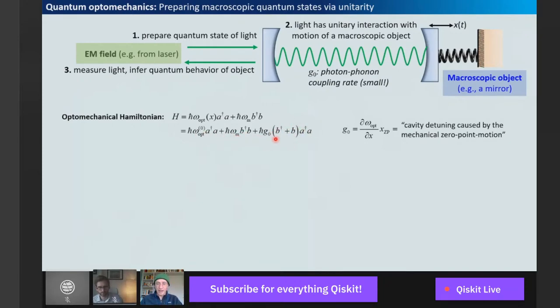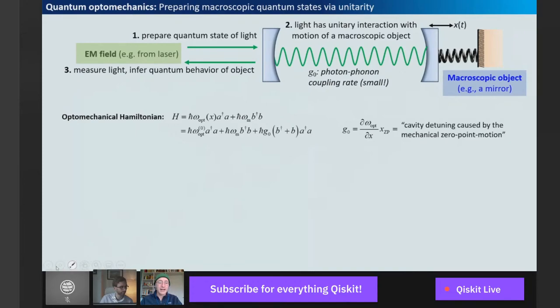Two simple harmonic oscillators with the interesting coupling nonlinearity term here, characterized by an overall rate, g0, which you can think of as basically how much this cavity is detuned by this mechanical object's zero point motion. There are a lot of analogies here to atom-cavity QED, or qubit-stripline QED, but not all of the analogies are perfect. But this one's pretty close to what you would know as g.